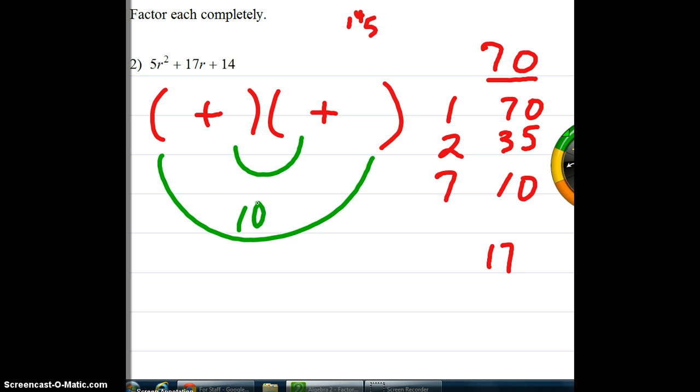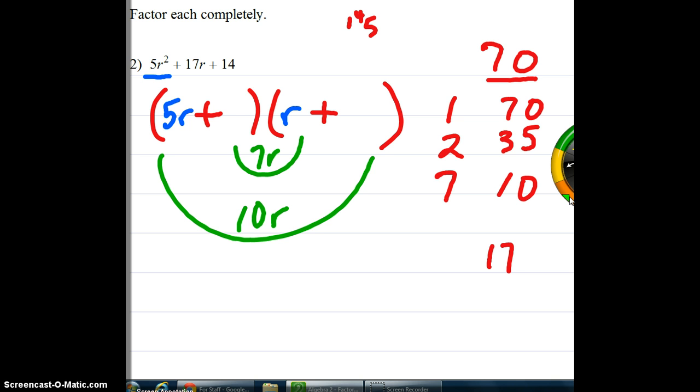So we need a 10R and a 7R for our outside and our inside to add up to 17R. But keep in mind that we don't just have an R squared. So how do I get a 5R squared? I have to use a 5R and a 5R. So once I do that, then think of it as a little puzzle. That's the only way we can get 5R squared.